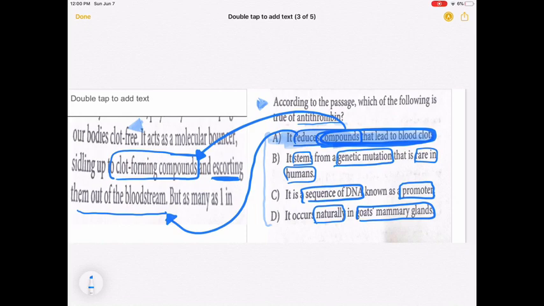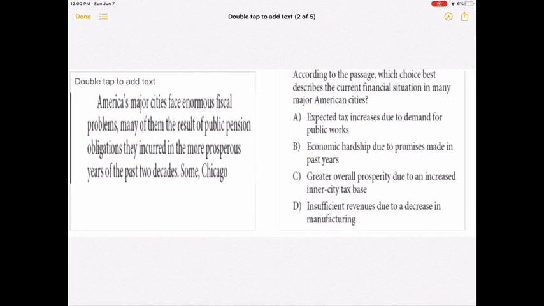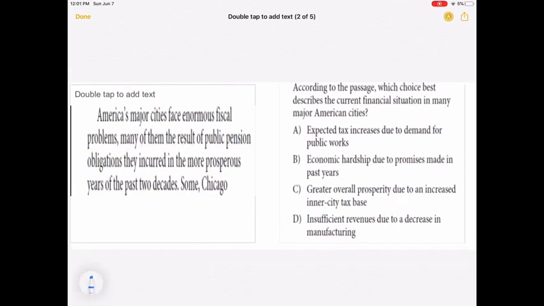Let's solve one final example. America's major cities face enormous fiscal problems, many of them the result of public pension obligations they incurred in the more prosperous years of the past 2 decades. Now let's begin. According to the passage, which choice best describes the current financial situation in many American cities? Number 1, expected tax increases due to demand for public works. B, economic hardship due to promises made in the past years. C, greater overall prosperity due to an increased inner city tax base. D, insufficient revenues due to a decrease in manufacturing.